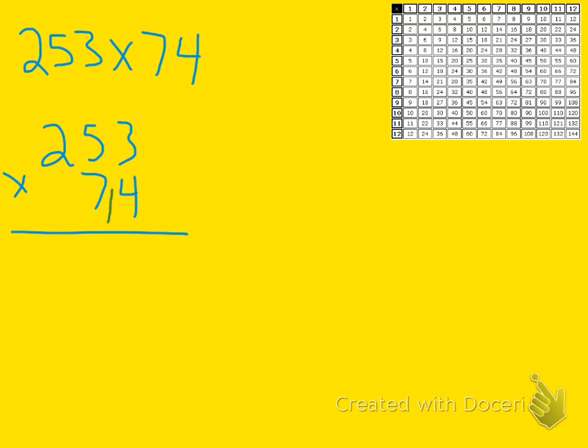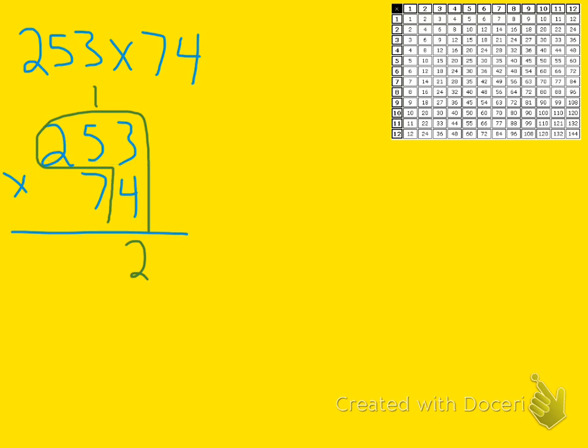So again, we'll draw our little turtle head. This time the turtle's head is a little bit bigger. We start inside the neck like always. 3 times 4, that's 12. So we put our 2 down and our 1 up. Now we just work across the top this way, from right to left.